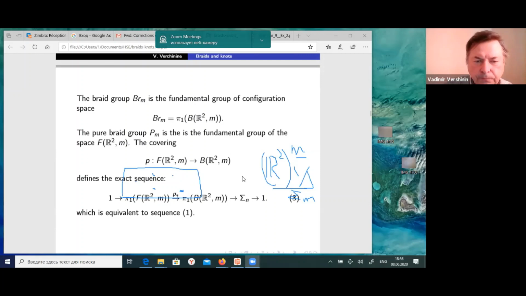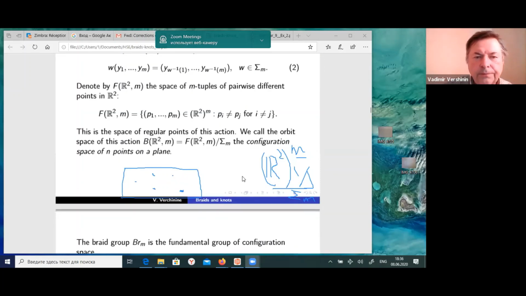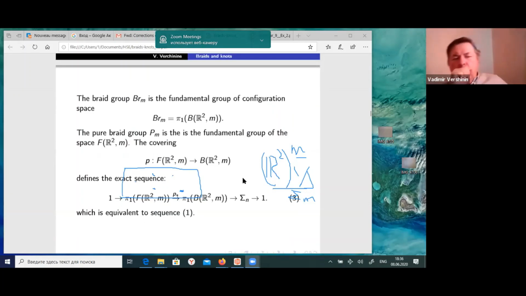And now you can define the braid group on m strands, the fundamental group of configuration space. And here, in this definition, you have for free that this is a group, because this is the fundamental group of configuration space.